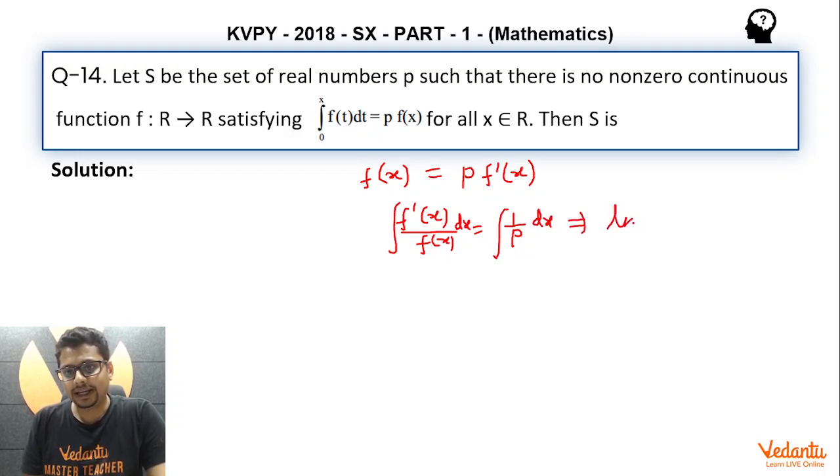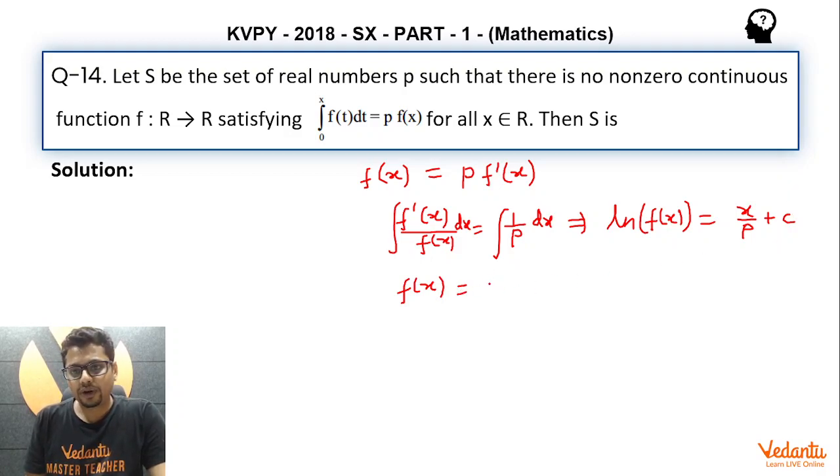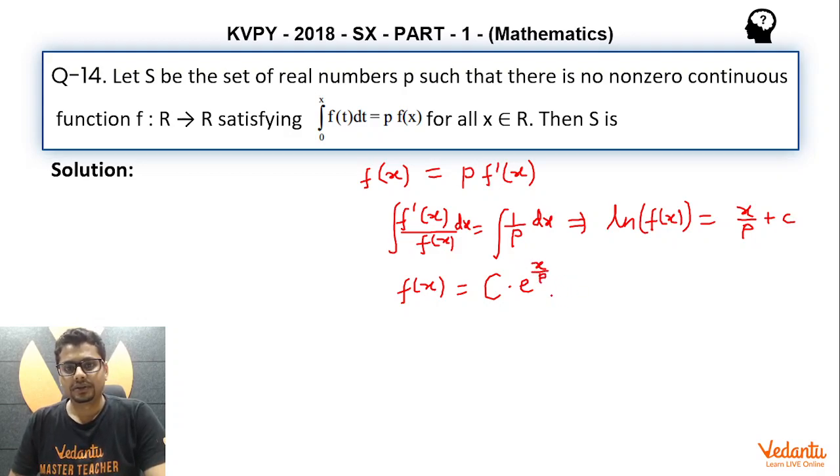So what we get is ln f of x is equal to x by p plus an arbitrary constant, let's say c. So f of x is equal to e to the power c, let's say capital C, so to speak, multiplied by e to the power x by p. Now, how to find this capital C? Possibly, how to find it?